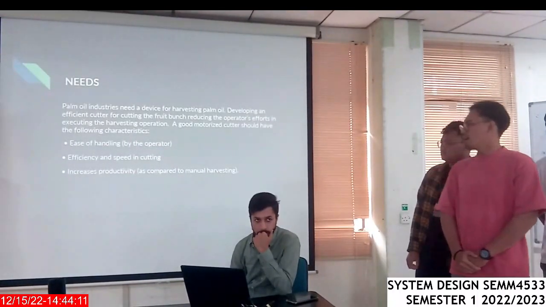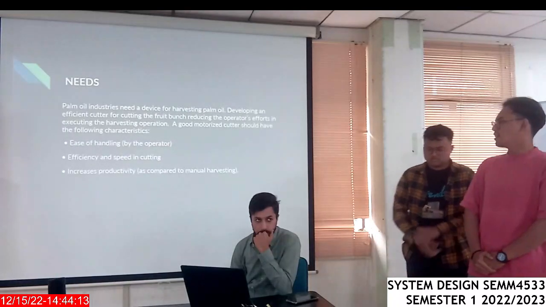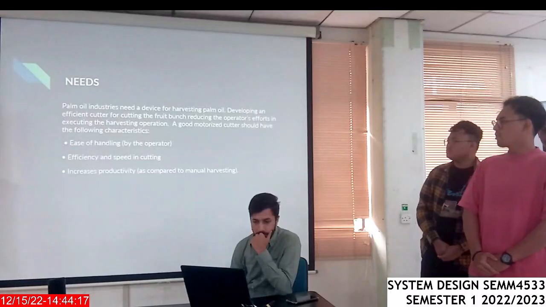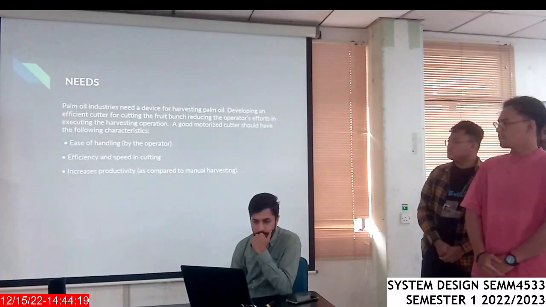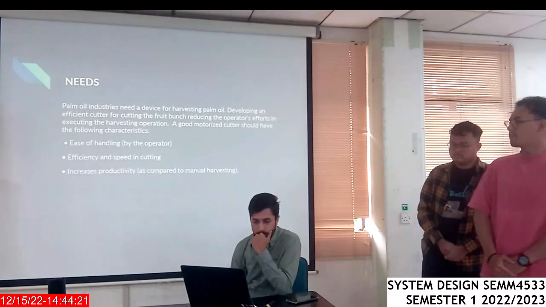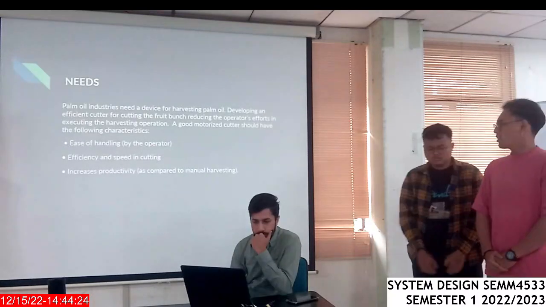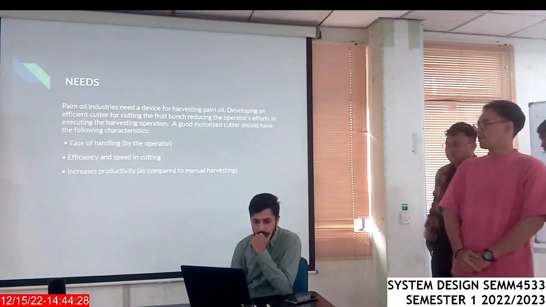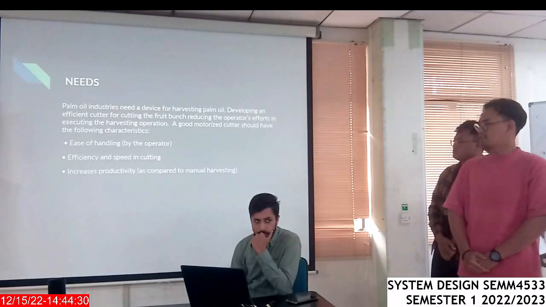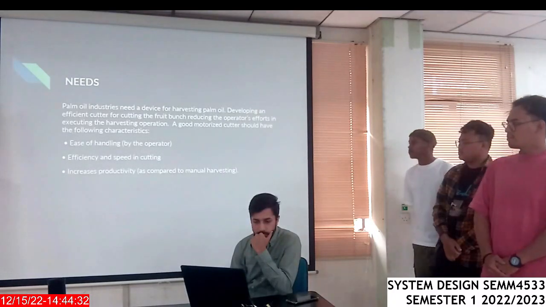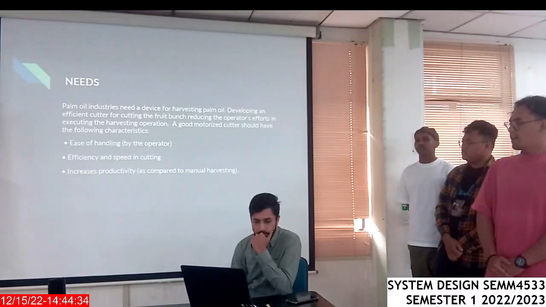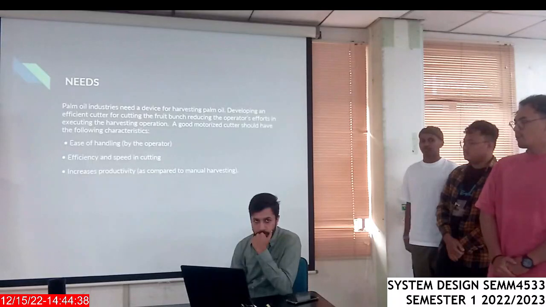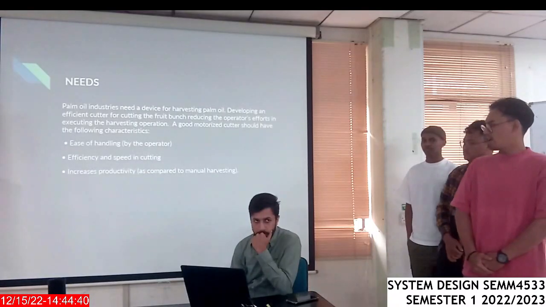Palm oil industries need a device for harvesting palm oil. Developing an efficient cutter for cutting the fruit bunch, reducing the operator's efforts in executing the harvesting operation. A good motorized cutter should have the following characteristics. Here are the three components that we must follow. First, ease of handling by the operator. The second, efficiency and speed in cutting. And the last one, increased productivity as compared to manual harvesting.